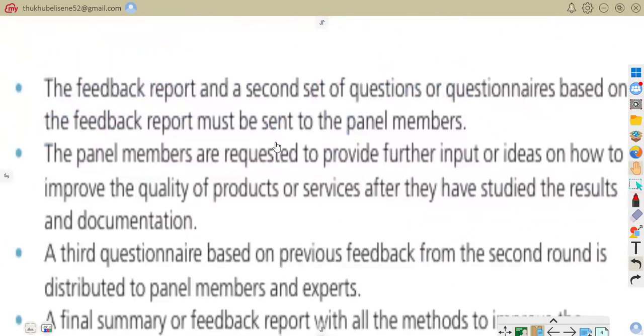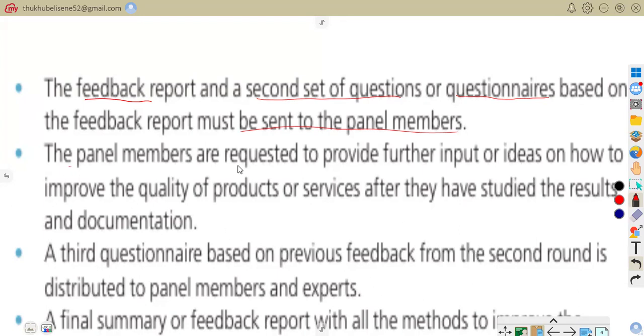So here we are now, where it talks about the feedback. It says the feedback report and a second set of questions or questionnaires based on the feedback report must be sent to the panel members. So here we're talking about sending the feedback plus a second questionnaire, meaning experts review others' ideas and add more input. Hope you're together on that.